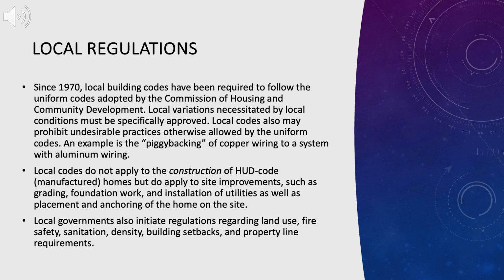Local codes do not apply to the construction of HUD code manufactured homes, but do apply to site improvements such as grading, foundation work, and installation of utilities, as well as placement and anchoring of the home on the site. Local governments also initiate regulations regarding land use, fire safety, sanitation, density, building setbacks, and property line requirements.